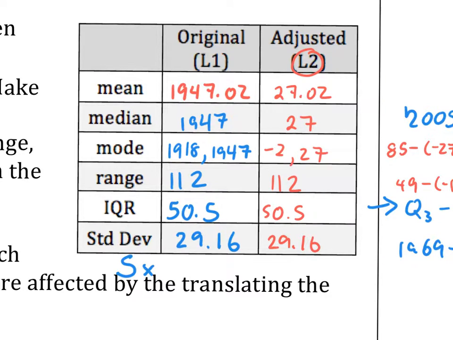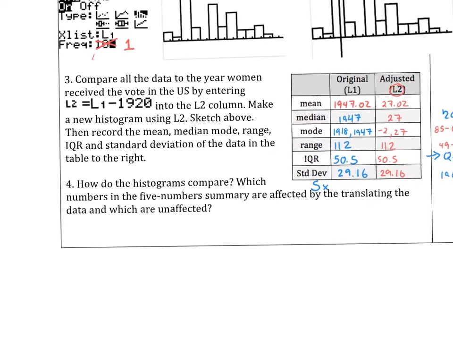Well, remember that the adjusted is just the original minus 1920, the United States. So if I subtract 1920 here, subtract 1920 here, subtract 1920 here, I get the exact numbers. But notice what doesn't change. Range is the same. IQR is the same. Standard deviation is the same. So from this example, this isn't a proof, this is just an example, we can come up with 2 theorems about centers of data and spread of data and how they are affected when we translate the data.